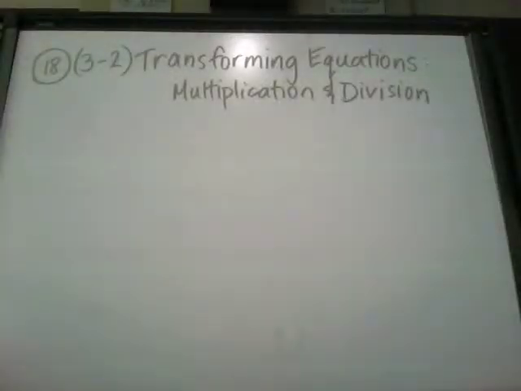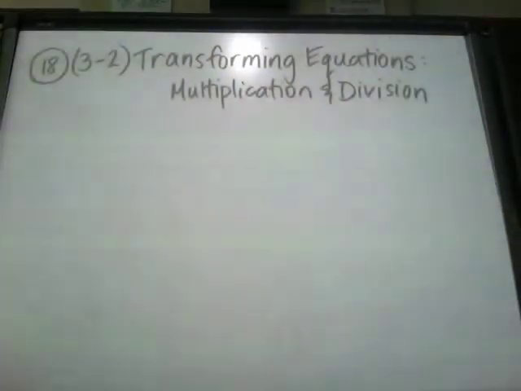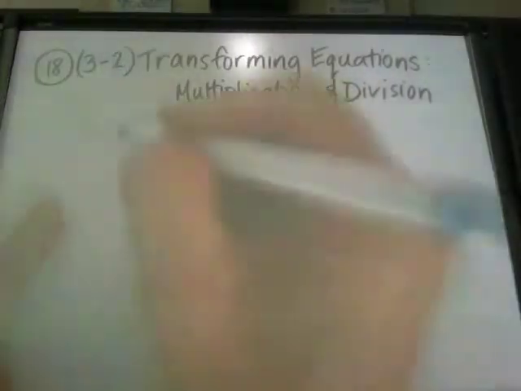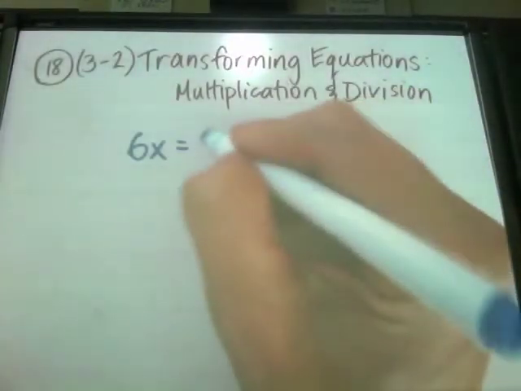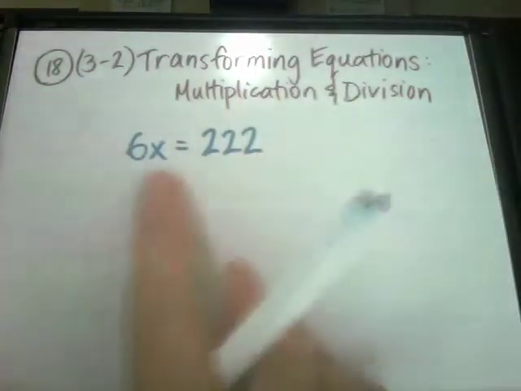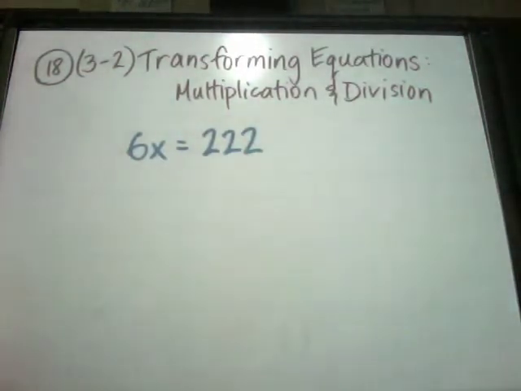A continuation of yesterday's theme. Transforming again means undoing by doing the opposite operation. And remember, our goal always is to solve for the variable. And if we are solving for the variable, it means we need to get it by itself with what it equals.